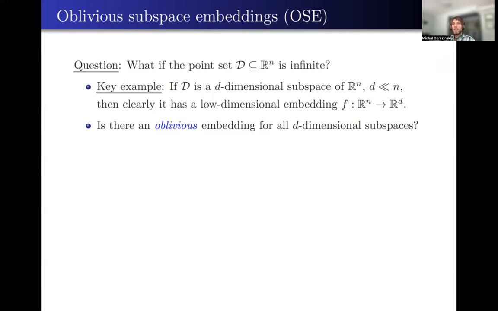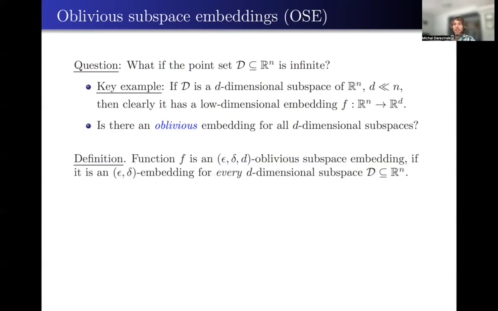But what if the point set D is infinite? Obviously then the previous statement is vacuous. But there might be very natural settings where we would expect to be able to achieve dimensionality reduction from an infinite point set. The most obvious example of this is a d-dimensional subspace embedded in a high dimensional space. Clearly, if the point set already lives in a d-dimensional subspace, then there is a low dimensional embedding to that d-dimensional subspace. But you can further ask, is there an oblivious embedding that works for all d-dimensional subspaces, by analogy to the oblivious embedding for finite point sets?